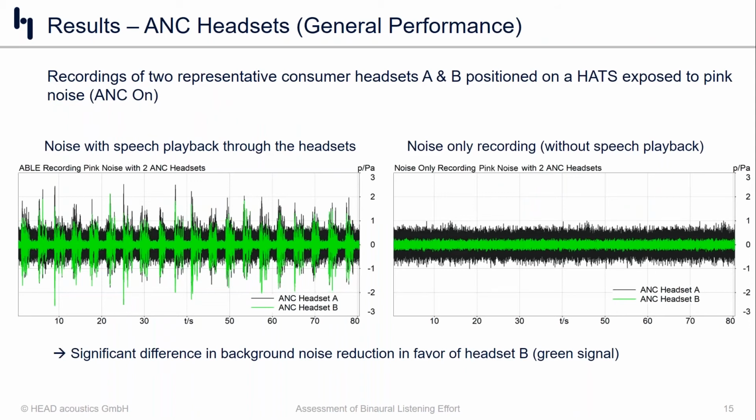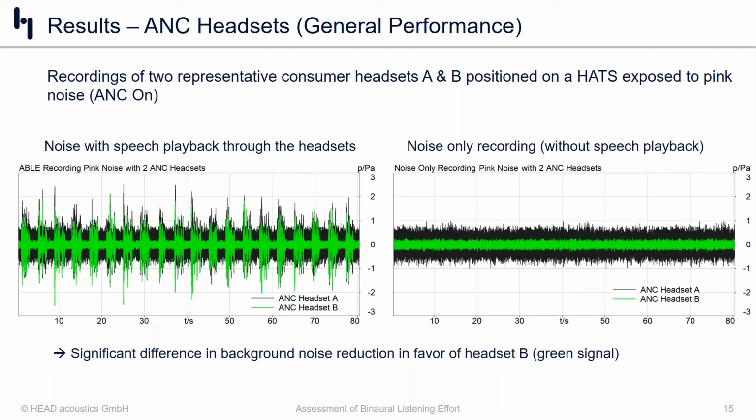Now, what we typically see people do is they will put the ANC headphones on a head and torso, maybe expose them to some pink noise, and then we will measure the noise plus speech at the left and the right ear for each of the headsets. And then that's what's shown on the left-hand side for ANC headset A and B. A is shown in black and B is shown in green. This is just for one channel, of course.